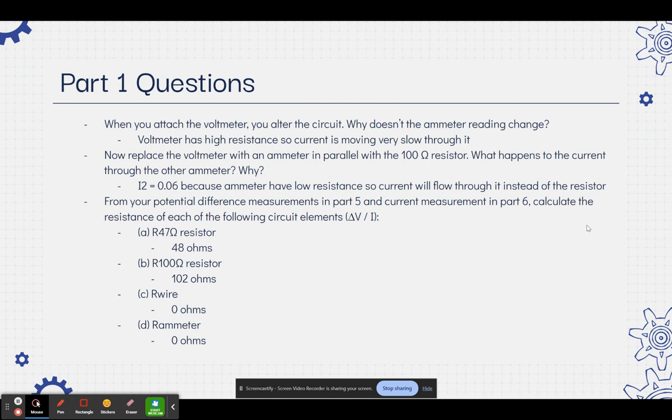Now the part 1 questions, starting from top to bottom. Multimeter has a high resistance, so current is moving very slowly through it. And the second question, I2 equals 0.06 because the ammeter has low resistance, so the current will flow through it instead of the resistor. Now, when going through different resistors, the resistance ended up being 48, 102, 0, and 0.